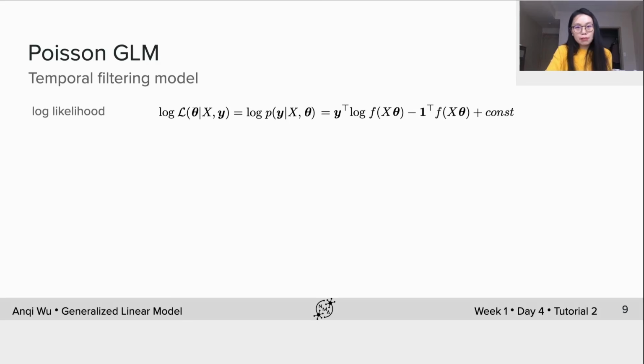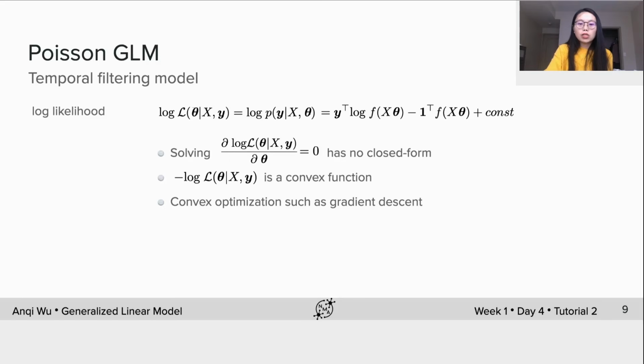To find the maximum, we need to solve the equation where the derivative of the log likelihood with respect to theta is equal to 0. But this equation has no closed form solution. However, the negative log likelihood is a convex function, and so standard convex optimization techniques such as gradient descent can be applied to find the optimal value of theta.